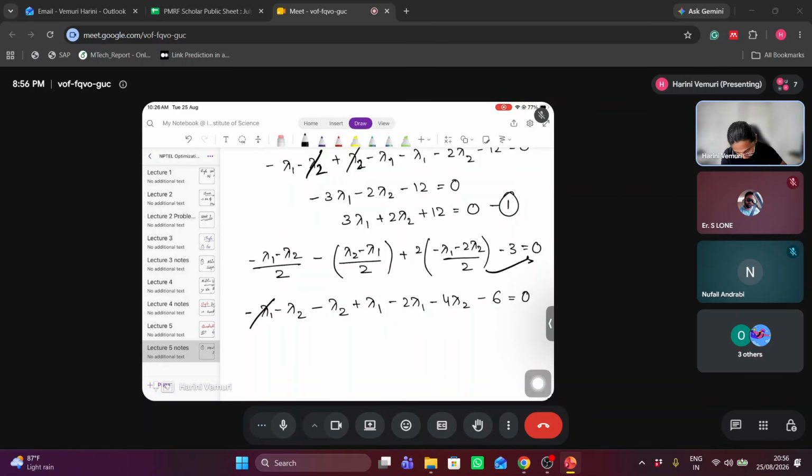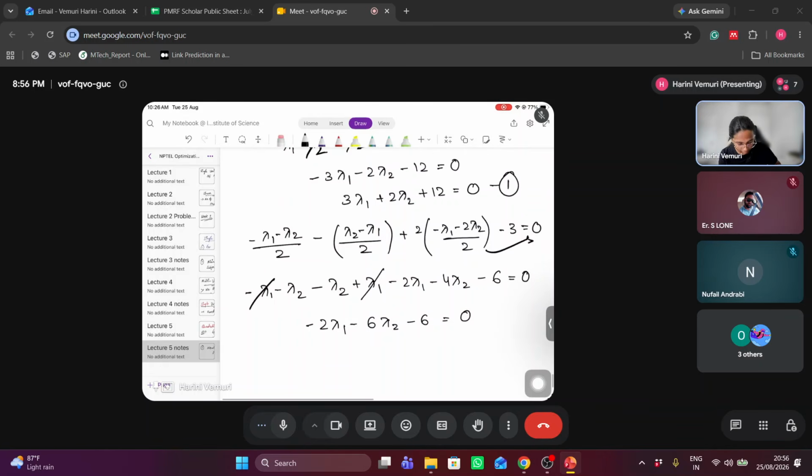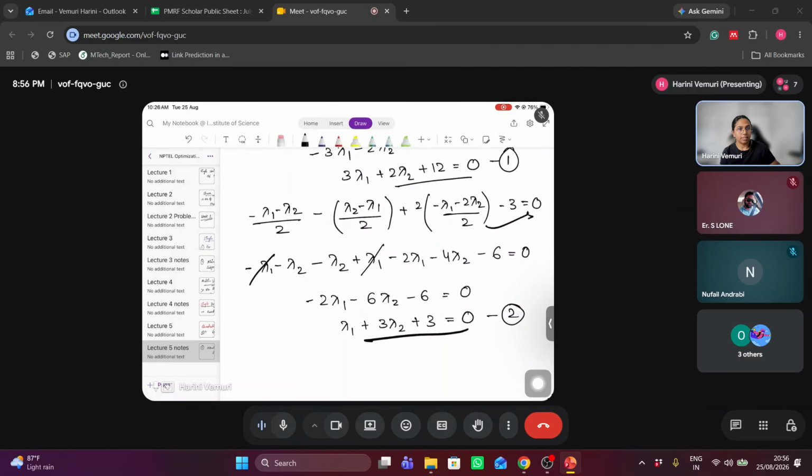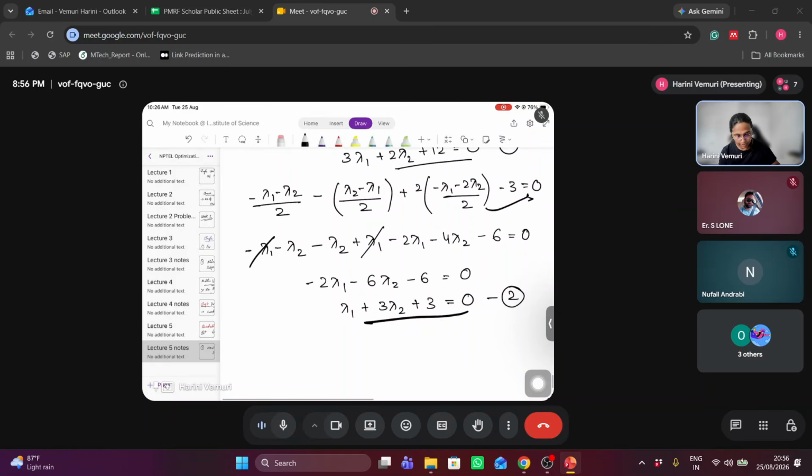Now, lambda 1 will get cancelled. Minus 2 lambda 1 minus 6 lambda 2 minus 6 equal to 0. If I take minus 2 out, lambda 1 plus 3 lambda 2 plus 3 equal to 0. This is the second equation we have. So using this and this, we can solve for the lambda values, right?